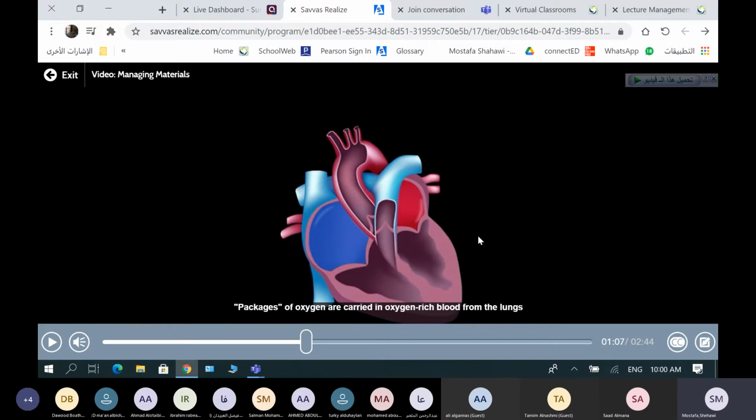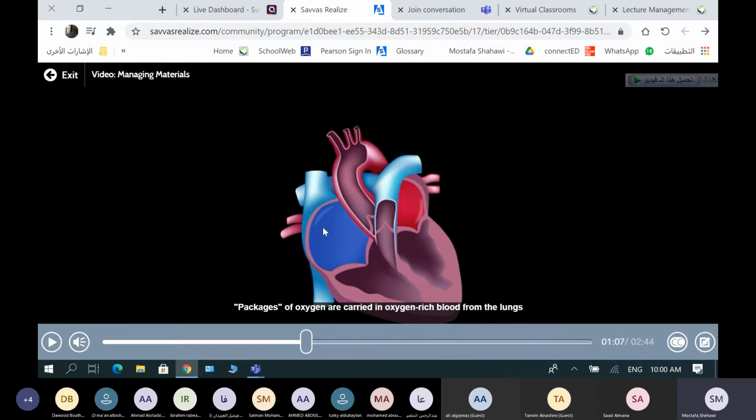So the red part is called left. This one is called right. Ventricle, ventricle, atrium, atrium. So we have 2 atria, the plural of atrium is atria, and 2 ventricles. Left ventricle, right ventricle. Left atrium, right atrium. These are the chambers of the heart.